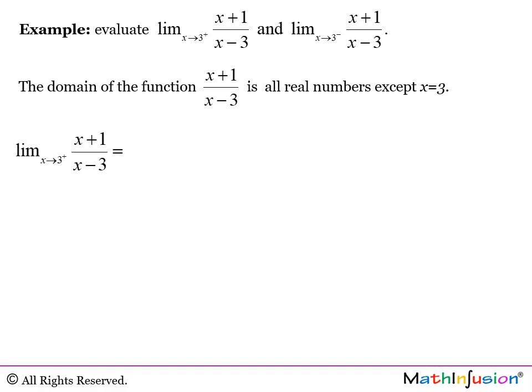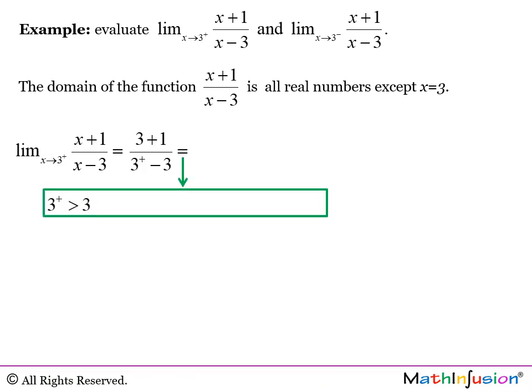Let's start with the limit when x approaches 3 from the right. We have to do some mental work here. You substitute 3 when you can. I don't have any restriction to substitute 3 for the x in the numerator, but I cannot do so in the denominator because I will get 0. But 3 plus minus 3 is not exactly 0. It's almost 0. We know that it is very tiny. The question is what kind of tiny?